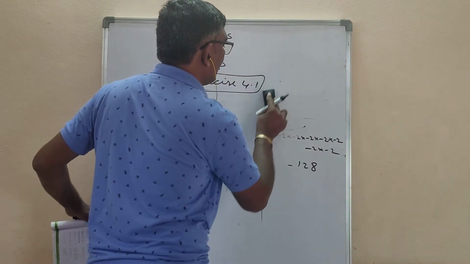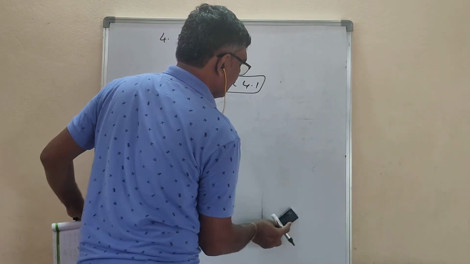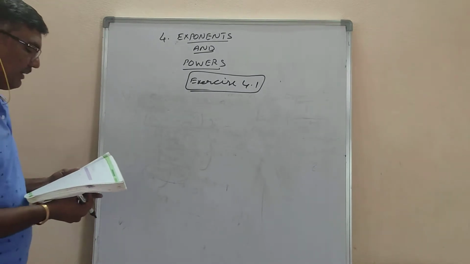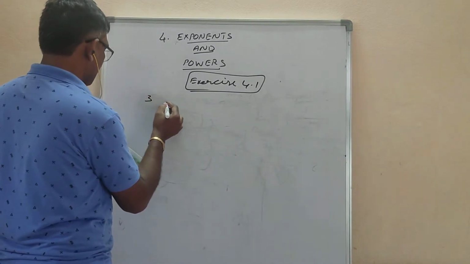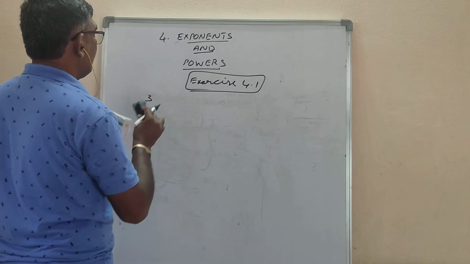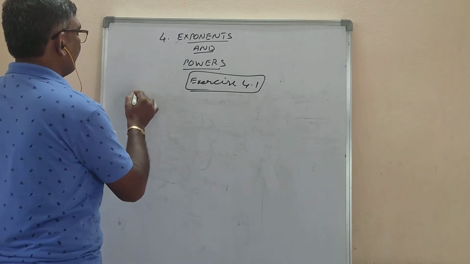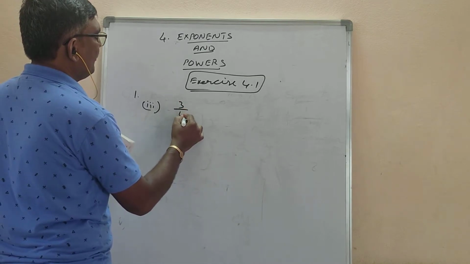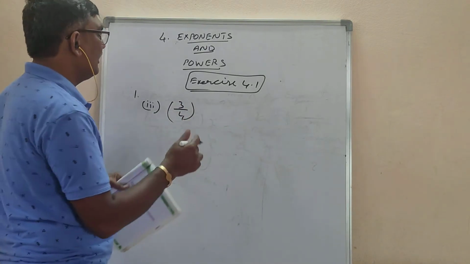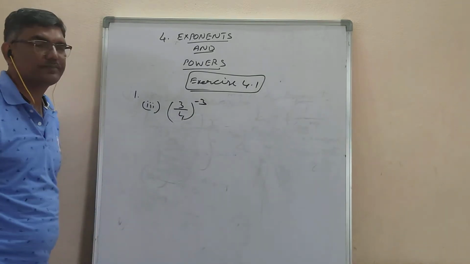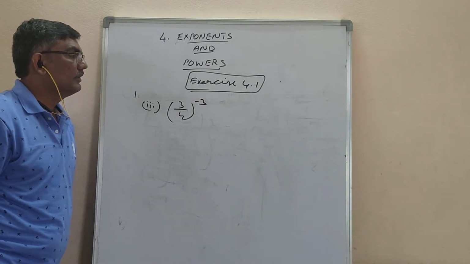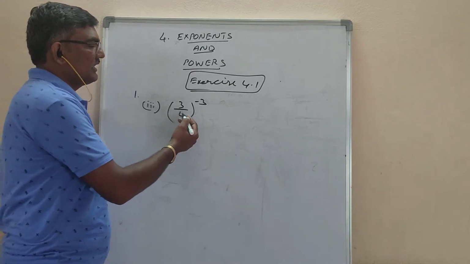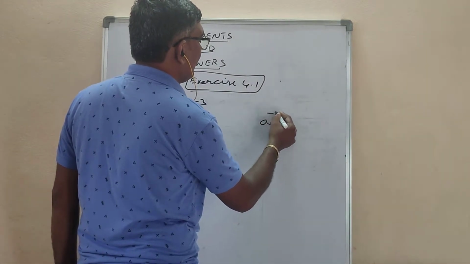We will go with the next problem in this. What is the next problem? See it here. 3 by 4. In the third problem, 3 by 4 whole to the power of minus 3. Okay, this is how we can write it. It is also in the form of a power minus m.